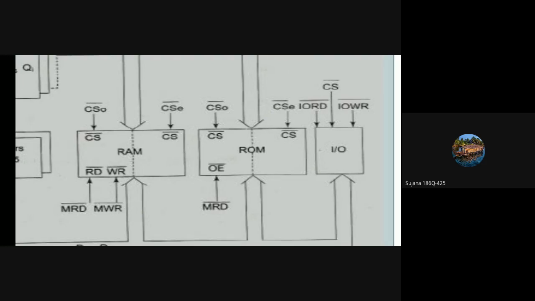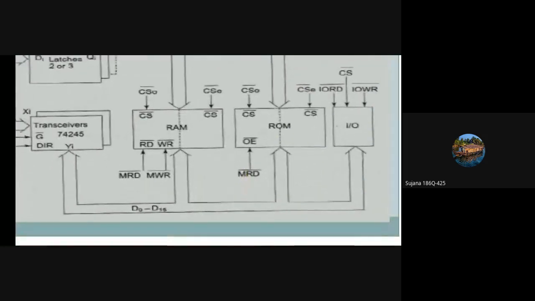CS0, CS1. So we have control signals for this RAM and ROM, to read the data or to write the data. RAM is your temporary memory. Since it is temporary memory, we can read the data or we can write the data, we can take the data or we can give the data.